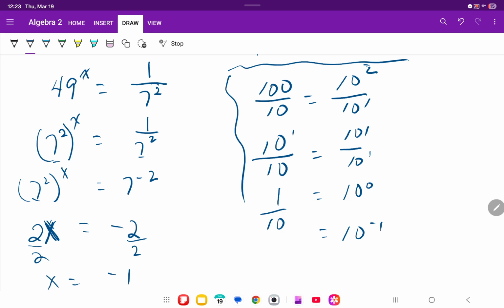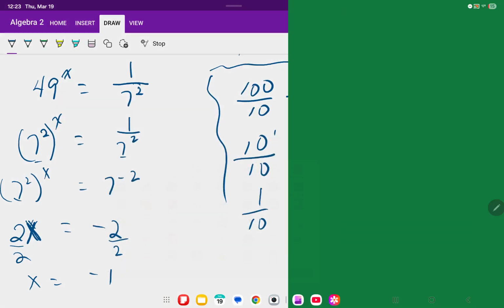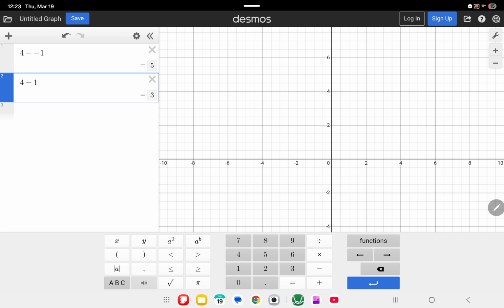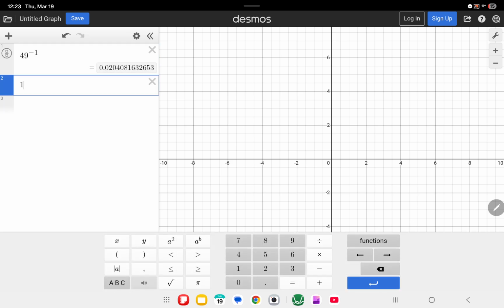Now, this would be one of them that I would prove using a graphing calculator. So let's go over to Desmos. Remember, we have 49, and we think it's going to be raised to the negative 1 power. So we hit this button here, then negative 1, and it gives us that. And we also had 1 divided by 7 squared. Those both are the same numbers, as you can see.